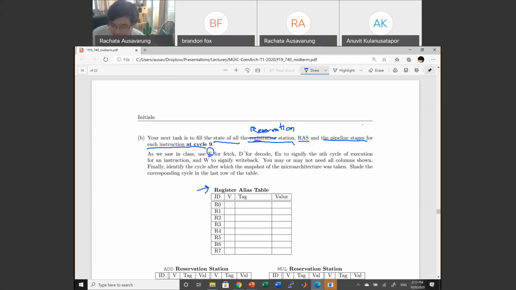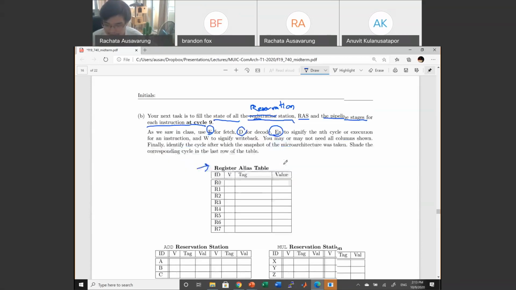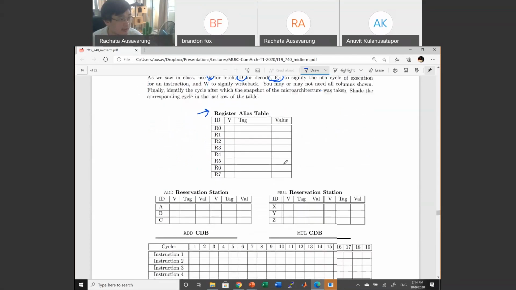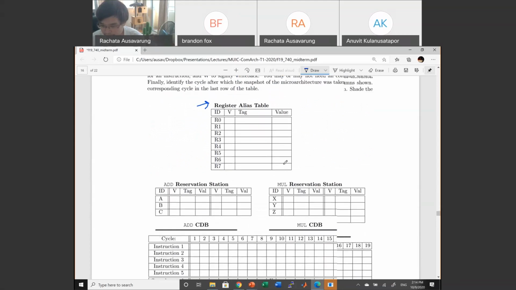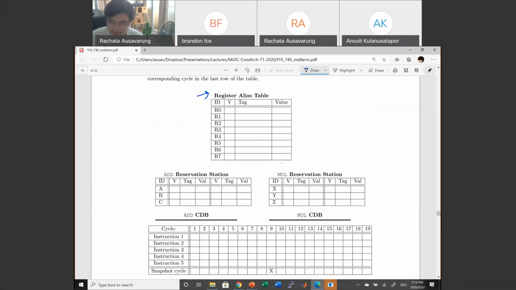Use F for fetch, D for decode, EN to specify the end cycle of the execution. So in the adder, there'll be E1, E2, E3. For the multiplier, E1, E2, E3, and E4. W to specify write back. Here is the snapshot at cycle 9 right here. What happened right there?